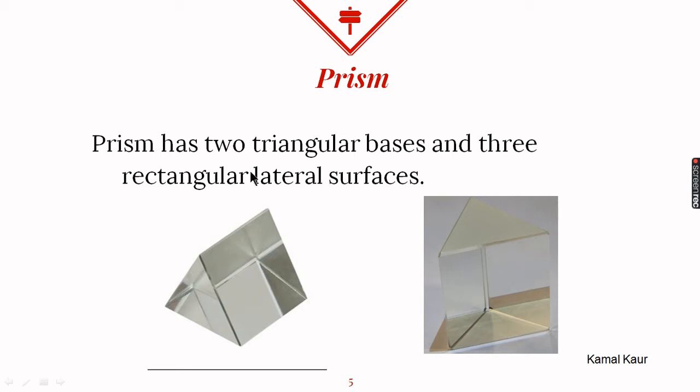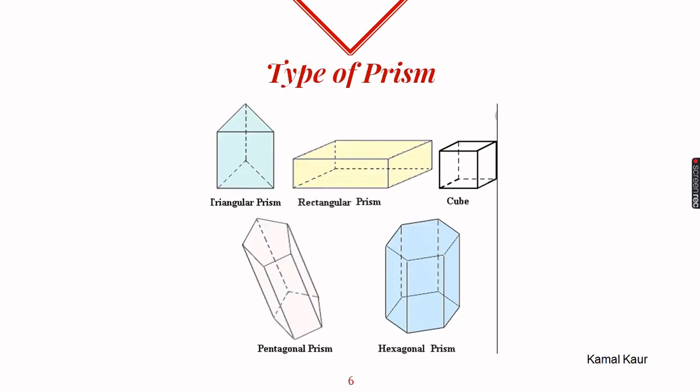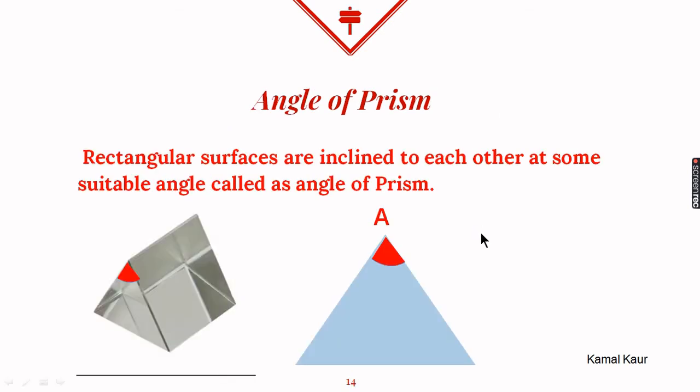So the prism is made up of glass. It has two triangular bases and three rectangular lateral surfaces. This prism is called a triangular prism, and this is the one with which we will be working. But apart from this triangular prism, there are other kinds of prisms also, like rectangular, pentagonal and hexagonal prisms, and a cube prism also. But we will be working with the triangular prism.